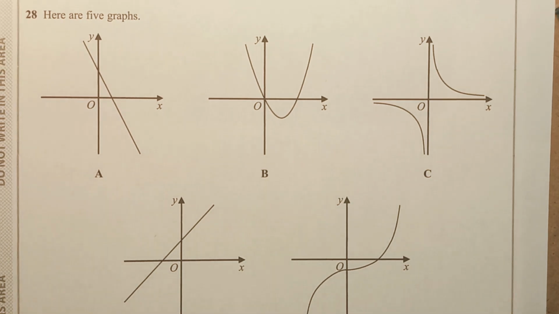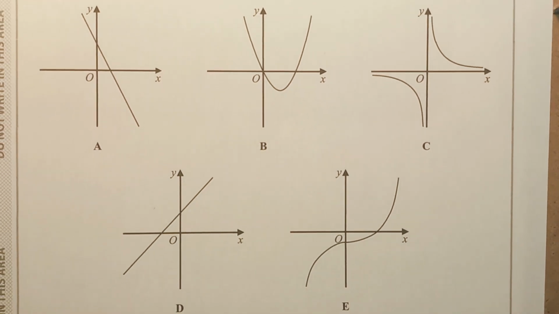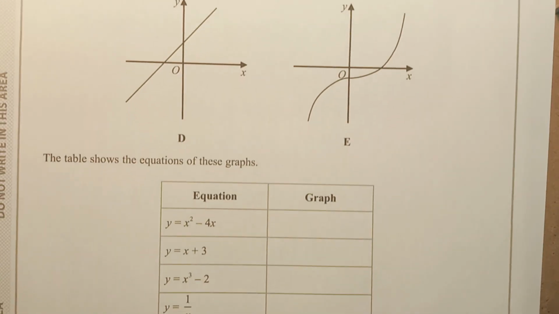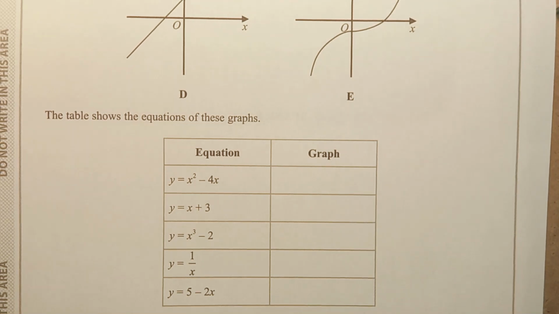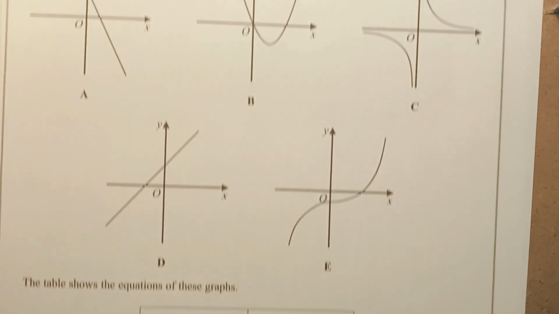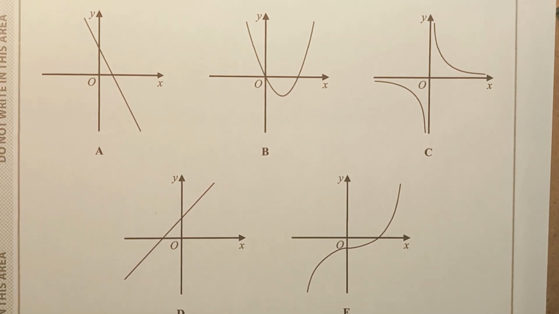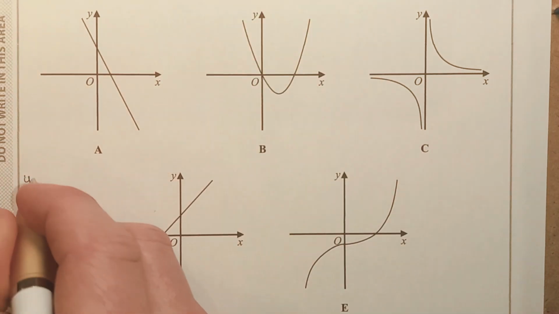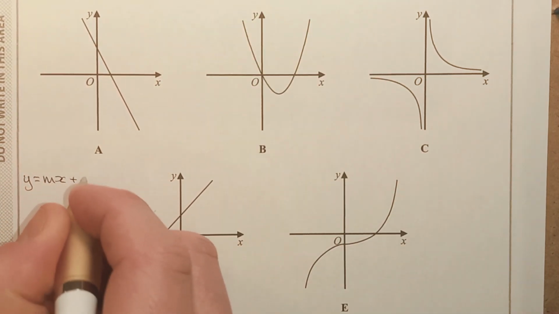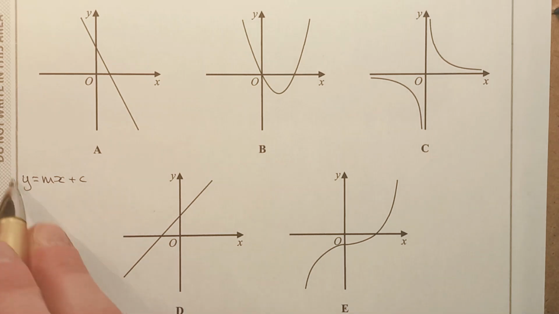And the last question, we've got question 28. Here are 5 graphs. Okay, and we've got down below, the table shows the equations of these graphs. Match the letter of each graph with its equation. Right. Well, I'm going to start with the easiest ones, I think, which for me are the straight lines. Because we should all know that the equation of a straight line is y equals mx plus c. So we want something that looks like this.